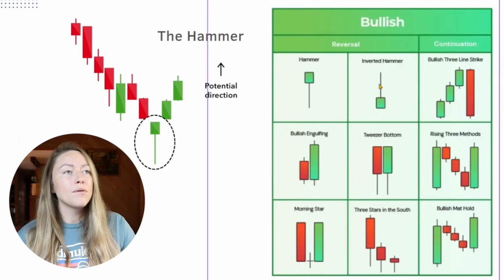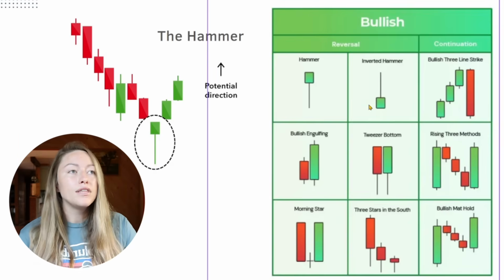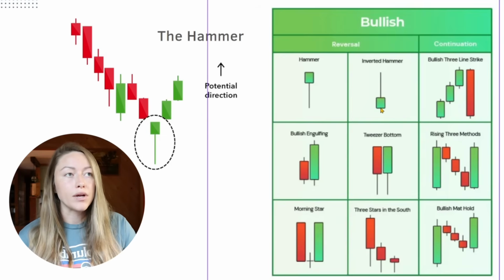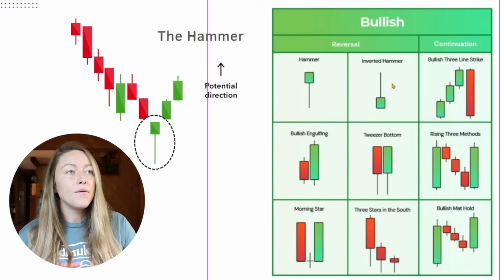Now, the inverted hammer could be a little confusing for some people because it looks like the opposite. But the key part here is the inverted hammer is green. So pay attention to these two right here. Don't get them confused and automatically think that the inverted hammer is a bearish candle just because it has a long wick on the upside. There are going to be exceptions to that, and that is one.